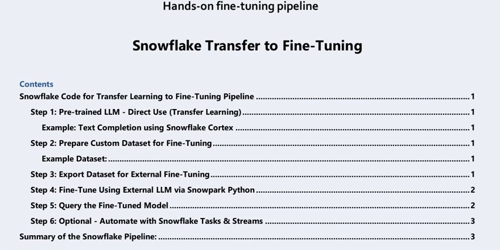Automating the whole thing, from new data coming in to the model getting updated. Exactly. Making it a continuous learning loop so the AI stays fresh without you needing to manually trigger every step each time. Okay, how does that work? What Snowflake features enable that?